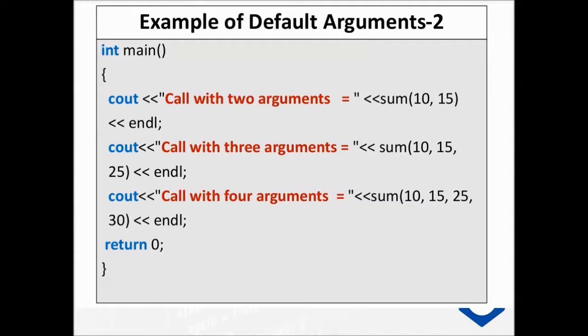Similarly, when we call this function with 4 values, we write sum 10 comma 15 comma 25 comma 30. Then x takes the value 10, y takes the value 15, z takes the value 25 and w takes the value 30.